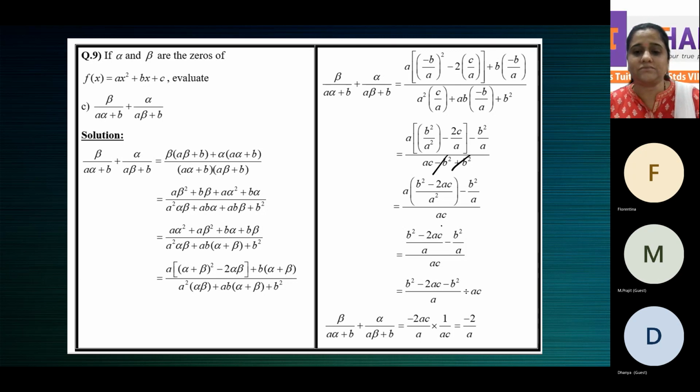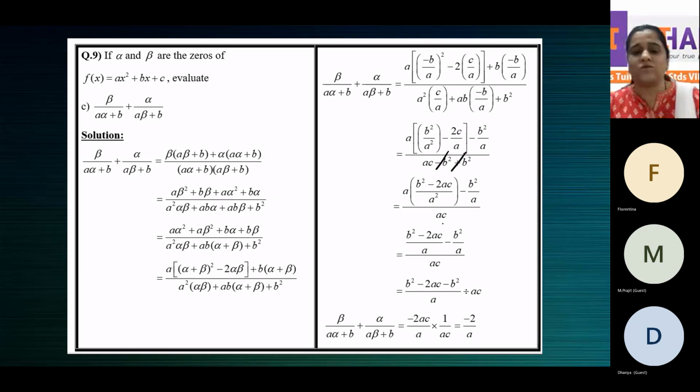So you have AC. And in the numerator, I've taken the common denominator here, A square, in the bracket. So this B square as it is, minus, there is A here, so you should multiply by A to get A square. So minus 2AC. A square and A square is the LCM. So the B square comes as it is. Minus this is A, so A into A is A square, so multiply that A here. So minus 2AC, and minus B square by A.